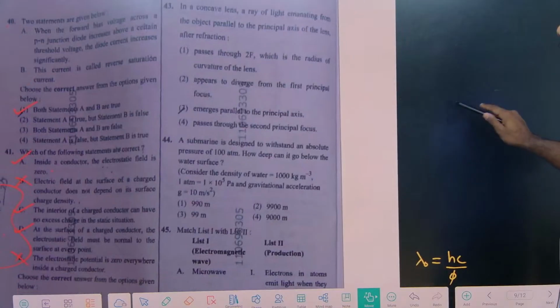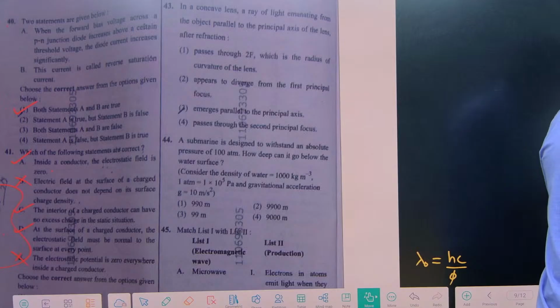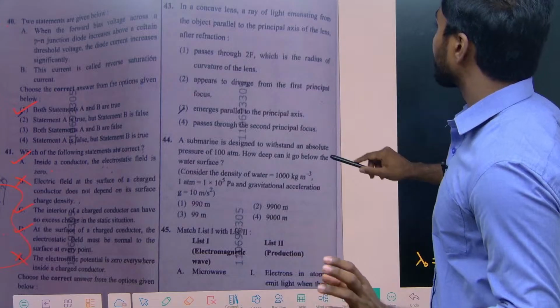In a concave lens, a ray of light emerges. Okay, let me take a question here. I'll come back to this question, we will check it here.